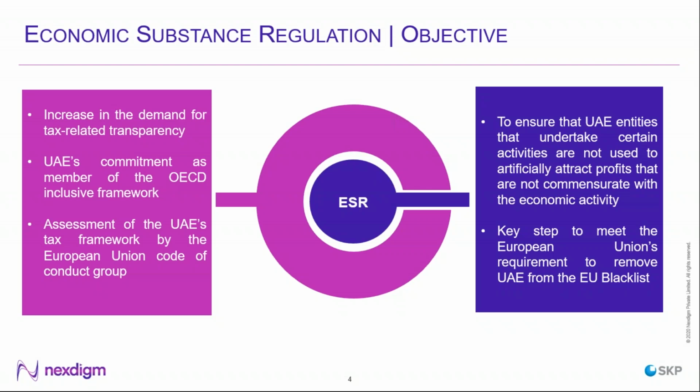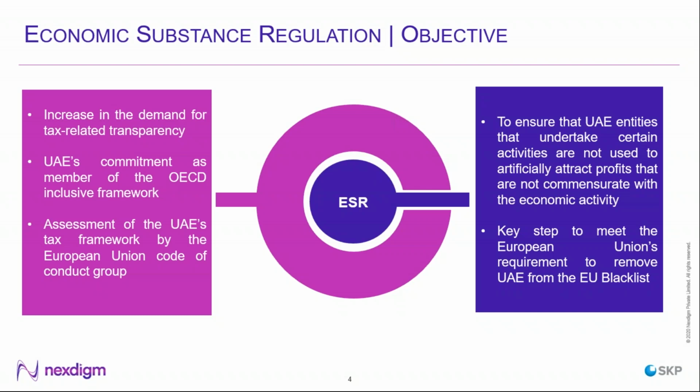And also, there was an assessment done by the European Union about the tax framework of the UAE, and considering that assessment, it had blacklisted the UAE, calling it a non-cooperative tax jurisdiction. So in order to respond to that, this is one of the most significant steps that the UAE has taken in introducing an economic substance regulation. And immediately after that, we saw that the UAE was removed from the European Union blacklist. So this was one of the key steps taken in order to remove the UAE from the blacklist of the European Union.